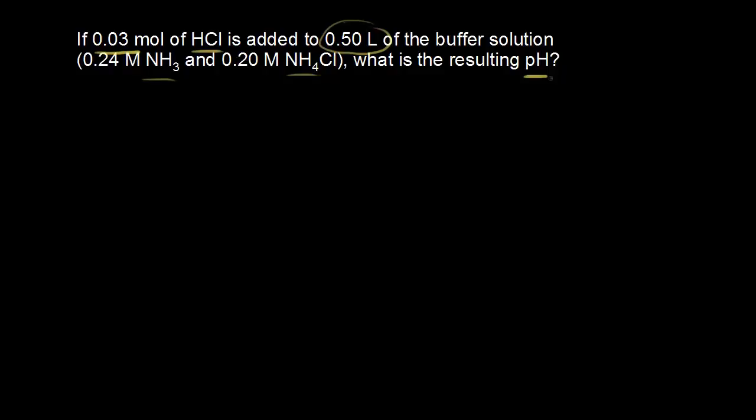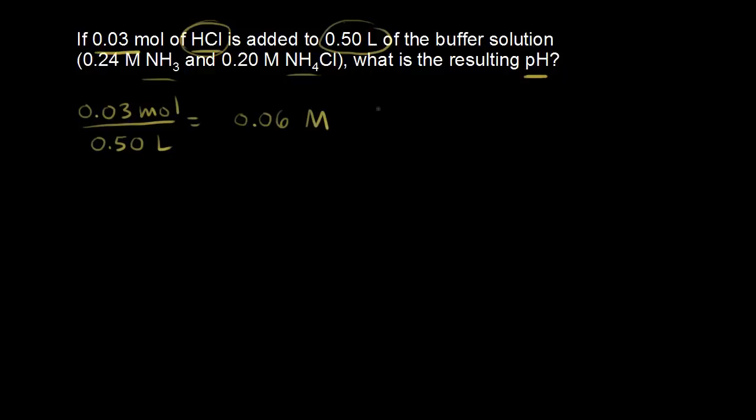So the first thing we could do is calculate the concentration of HCl, right? So that would be moles over liters. So that's 0.03 moles divided by our total volume of 0.50 liters. And 0.03 divided by 0.5 gives us 0.06 molar, right? That's our concentration of HCl.